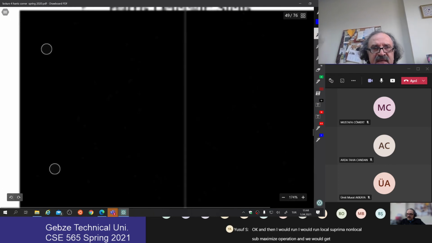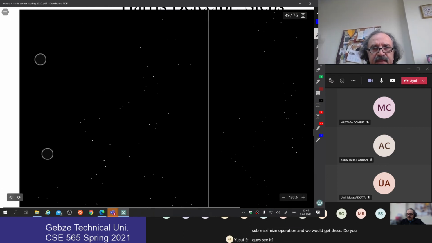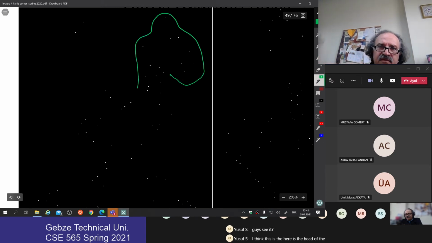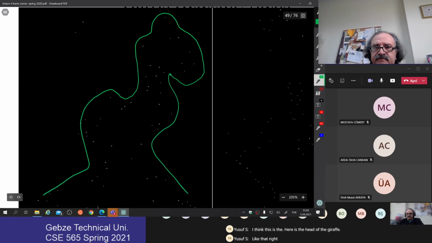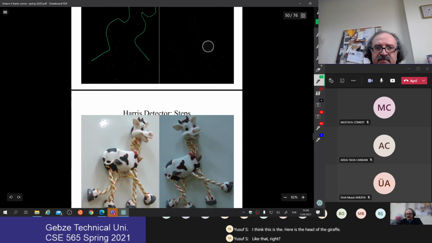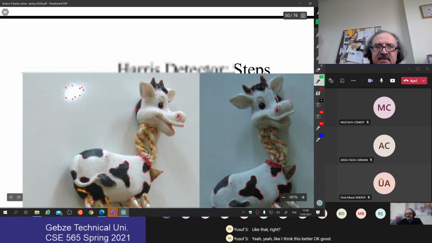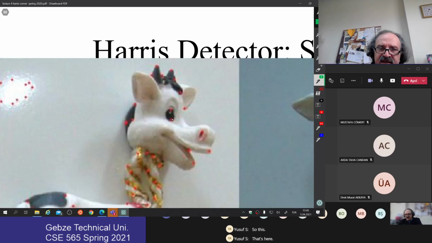Do you guys see it? I think here is the head of the giraffe, like that, right? Yeah, I think this is better. Okay, good. So these dots here, these red dots, I am making them green, are the detected corner points.